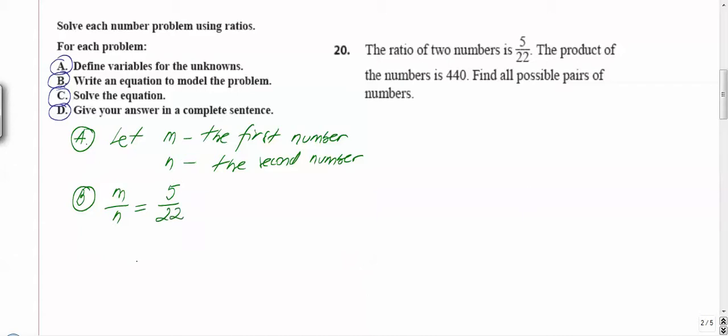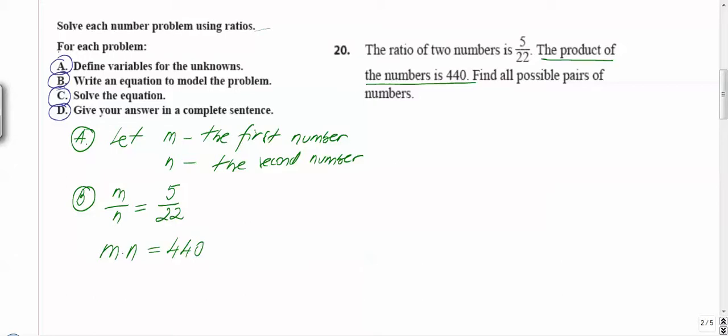What else do you know? Well, they're telling us that the product of my numbers here is 440, right? So I know that m times n equals 440. Alright? So these are the equations that you're going to use here to find the possible pairs for your numbers. Okay?